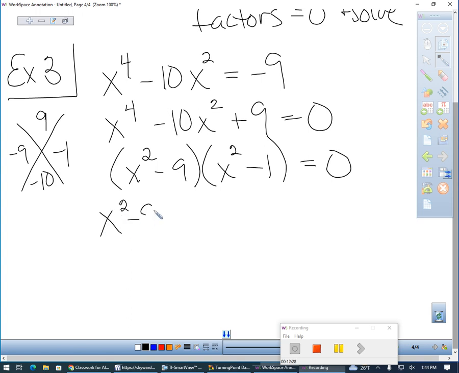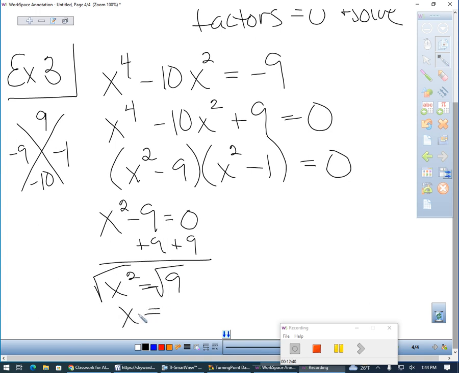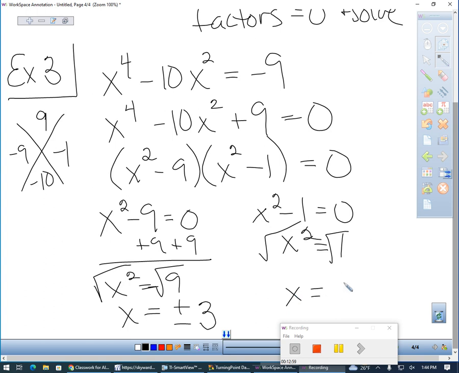X squared minus 9 equals 0. I add 9 to the other side. I get x squared equals 9. We square root both sides. We get x equals plus and minus 3. You have to have the positive and negative. Do this one. I have x squared minus 1 equals 0. Add 1 to the other side. I have x squared equals 1. Square rooting both sides, I get x equals plus and minus 1.